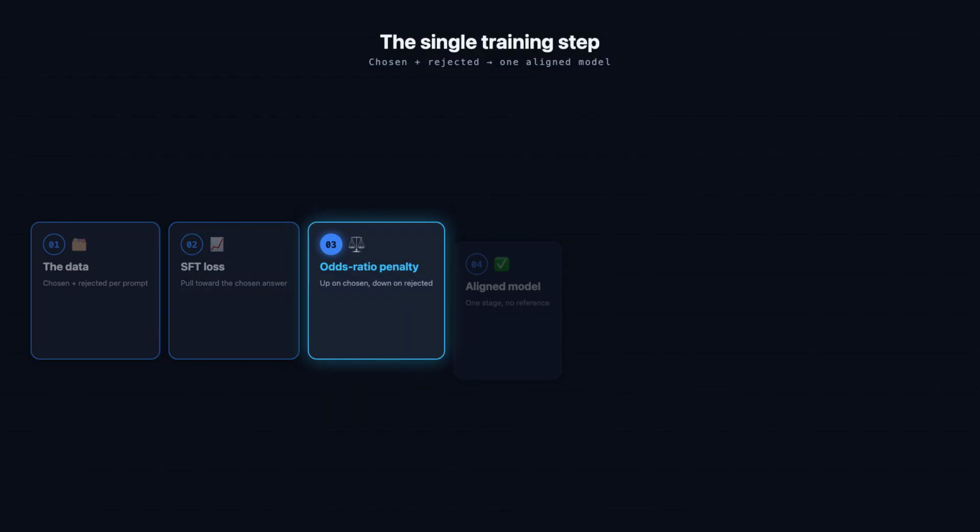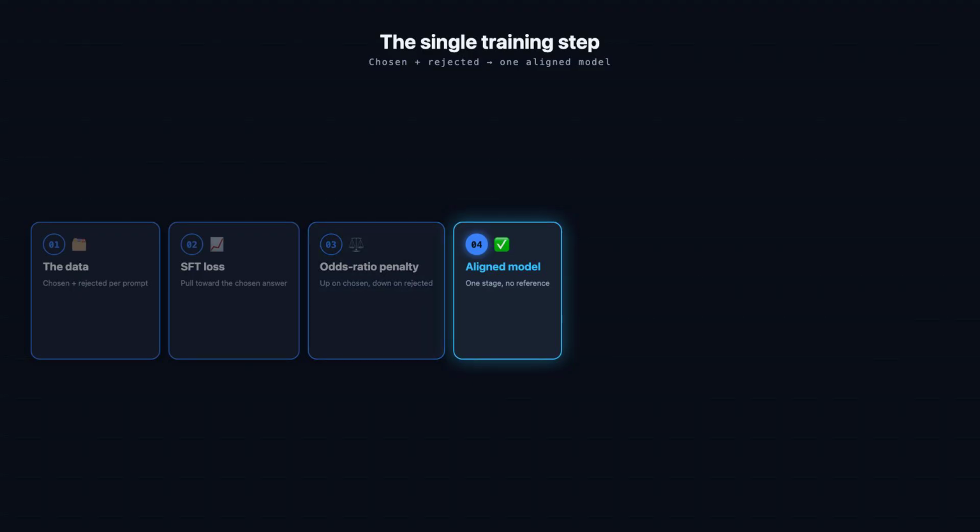Alongside it, an odds ratio penalty gets added right into the same loss. It raises the odds of the chosen response while pushing down the odds of the rejected one. So preference shaping happens in the very same gradient step. There's no handoff between phases because there's only one phase to begin with.